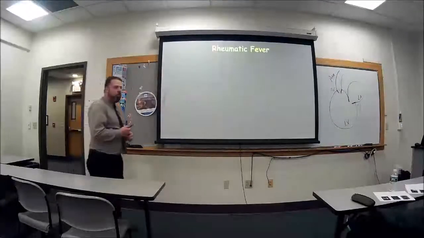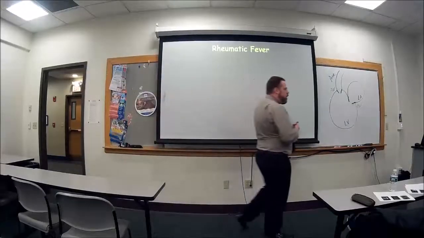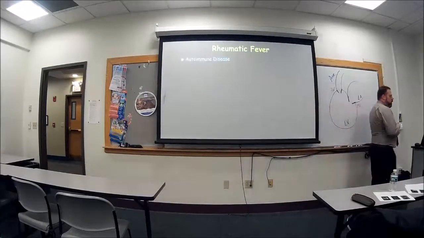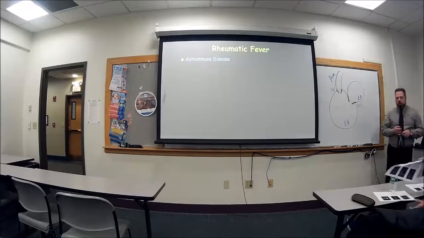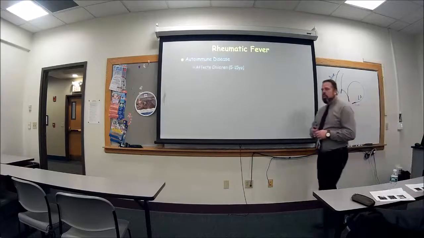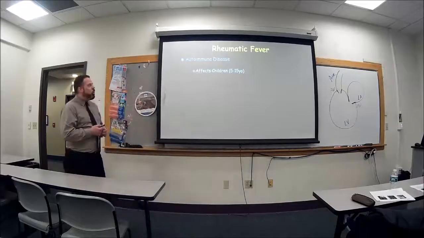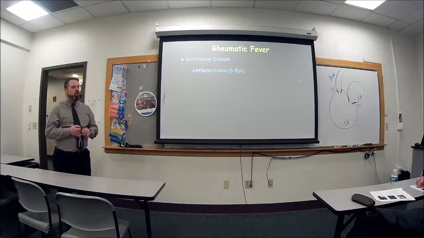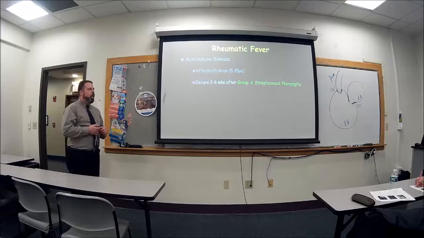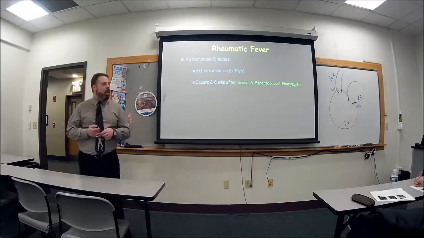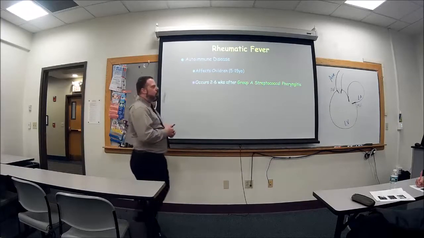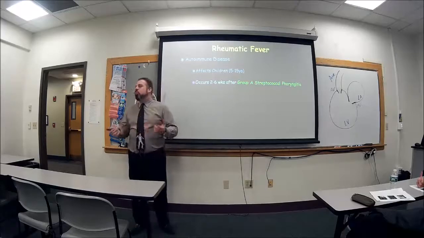All right, rheumatic fever. This is an autoimmune disease, but it doesn't start off as an autoimmune disease. It actually starts off as a bacterial infection. Okay, usually children 5 to 15 years old have this. It usually occurs about 2 to 6 weeks after they have Group A streptococcal pharyngitis. What is that? Strep throat.